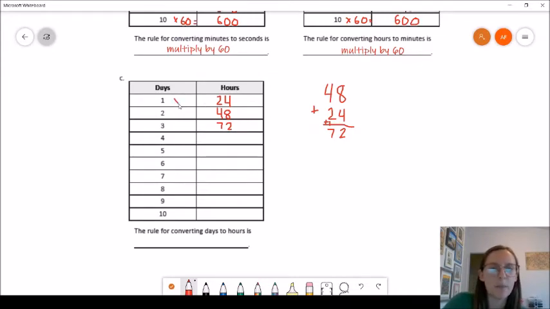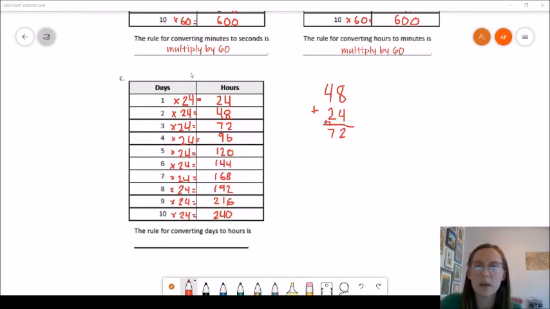Or we could say that we are multiplying by 24 because each day is an equal group of 24 hours. So 1 day times 24 hours is 24 hours. 2 days times 24 hours in each day is 48 hours. 3 days times 24 hours in each day is 72 hours, and so on. So let's go ahead and pause, complete your unit conversion table, and then unpause when you're ready to check your work. Here is what our completed unit conversion table from days to hours should look like.